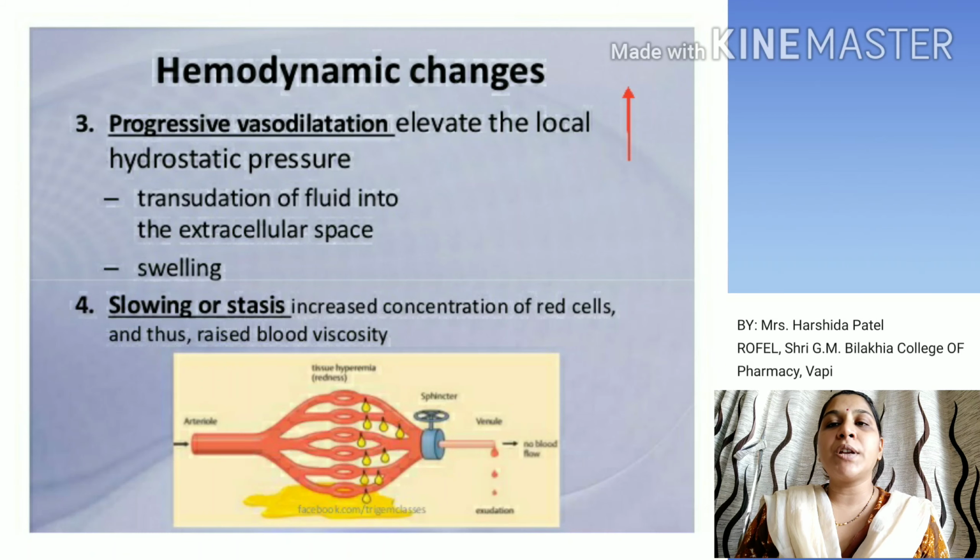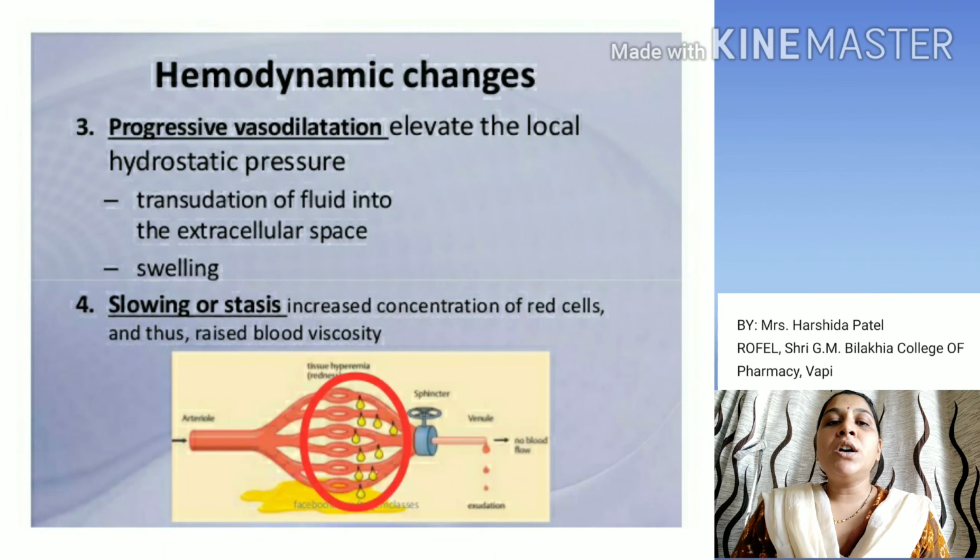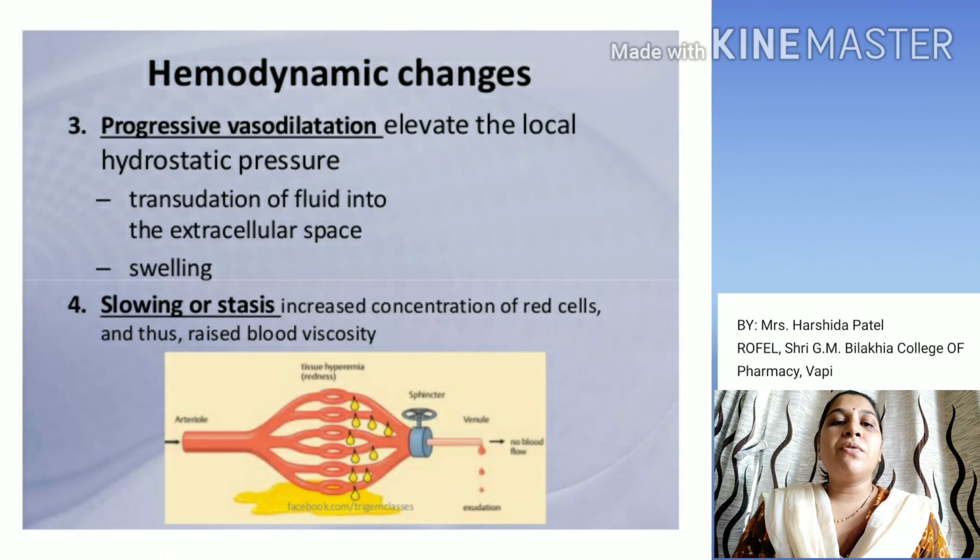Now when the hydrostatic pressure has increased, there will be transudation of fluid into the extracellular space. Due to this transudation of fluid in the extracellular space, we can see swelling. So in stages 2 and 3 you can have the signs of inflammation, that is redness, pain, and third is swelling. Now after this third stage, comes the 4th stage of slowing and stasis.